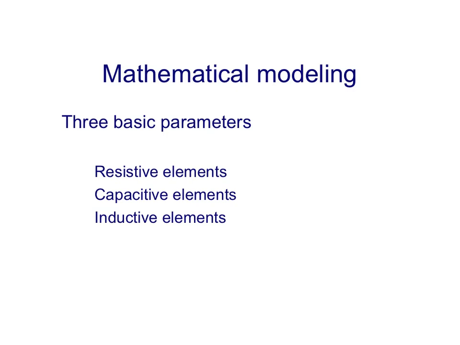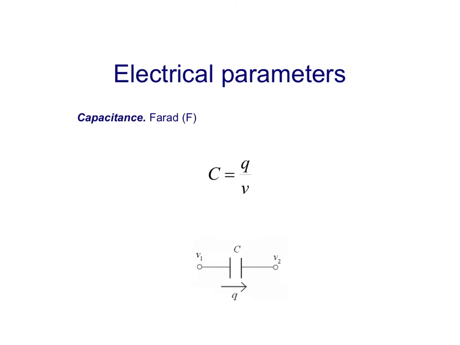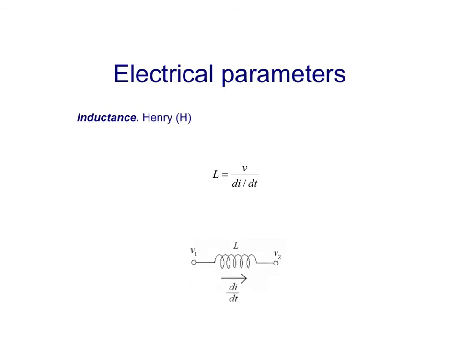And we have well-known parameters here, which are resistive elements, capacitive elements, and inductive elements. The resistance can be obtained as the relationship between the voltage and the current passing through the resistor, and it's measured in ohms. It's known also as Ohm's law. The capacitance is measured in farads, and it's a relationship between the charge and the voltage. And the inductance, measured in henries, is the voltage with respect to the derivative of the current with respect to time.